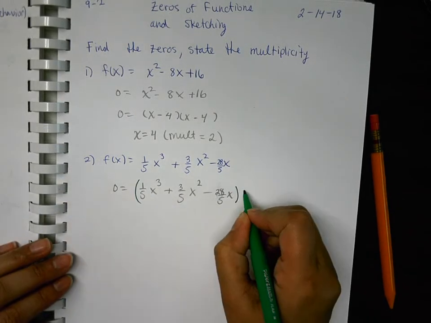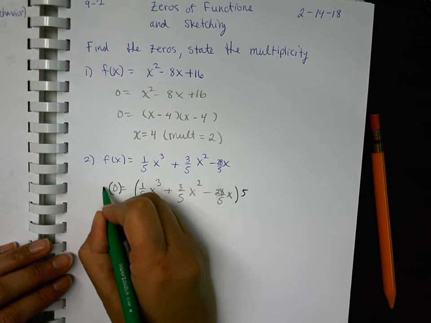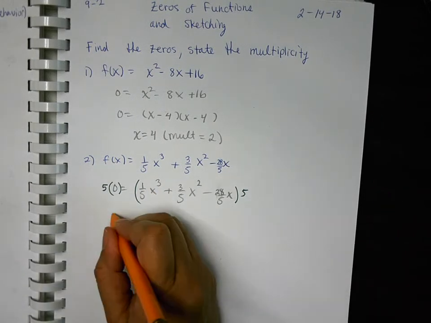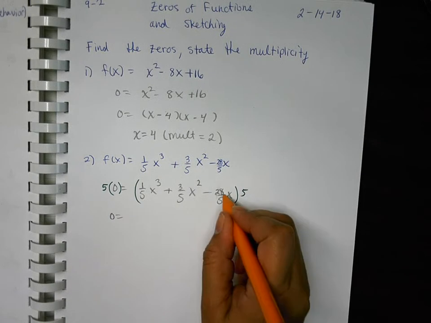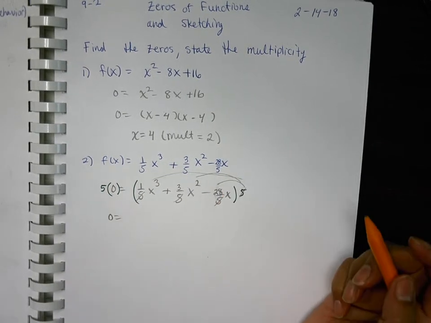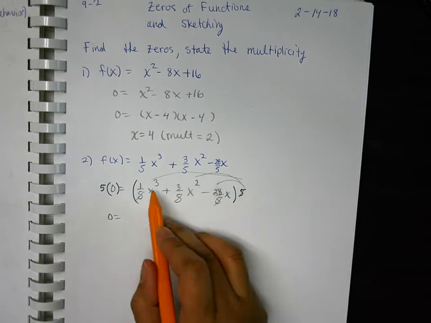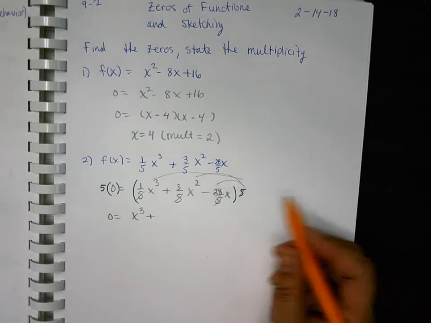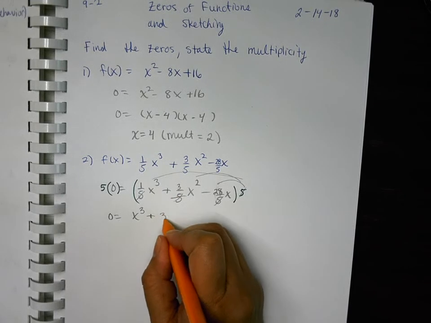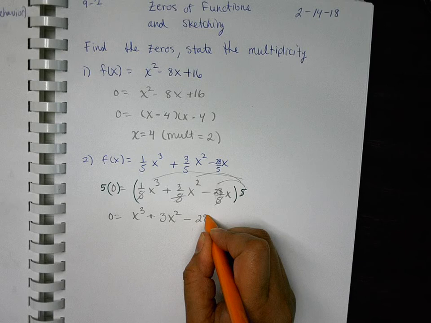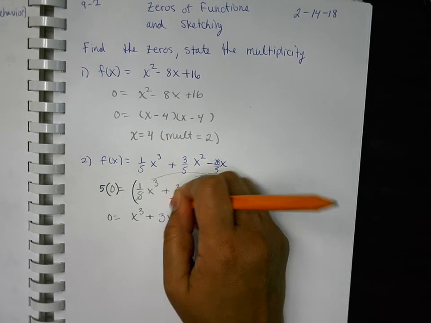Now everything means both sides of the equation, yes? But it's nice because 0 times 5 is 0. And here all of the 5s will cross out once you distribute, yes? All right, so this is x cubed plus what? 3x squared minus 28x.